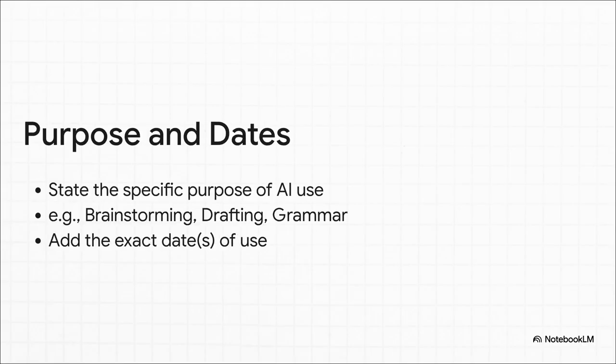For steps 4 and 5, you detail the why and the when. What was the actual purpose of the tool? You'll check off whether you used it for brainstorming, meaning-making, drafting, checking grammar, or sourcing ideas. And finally, chronological record keeping is vital. You must add the specific date or dates that you used the tool.